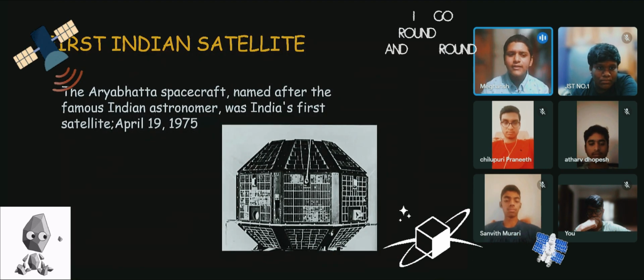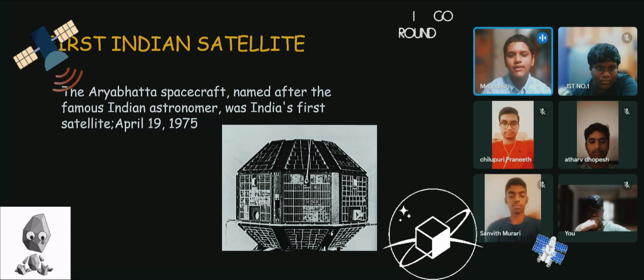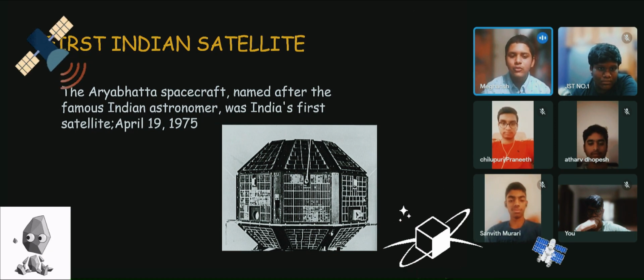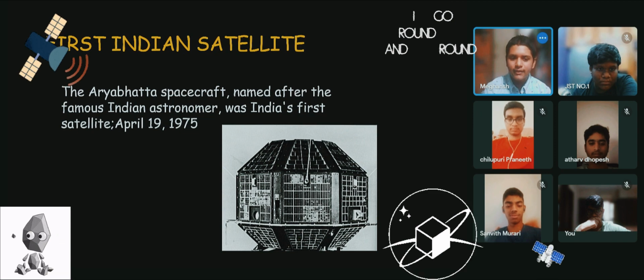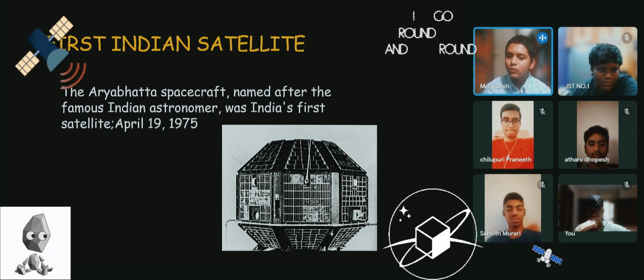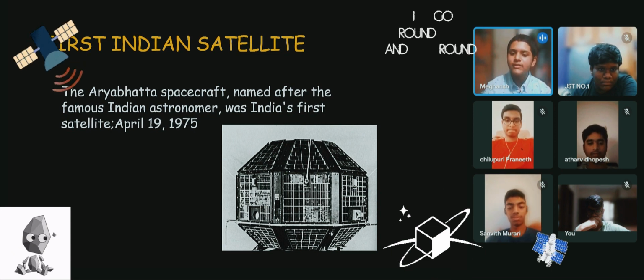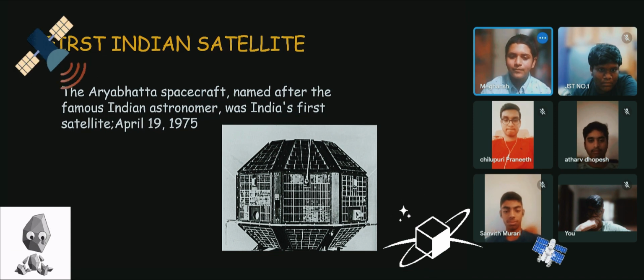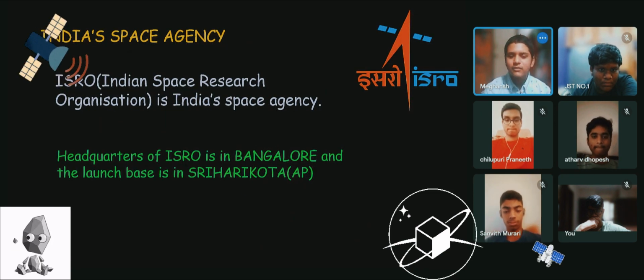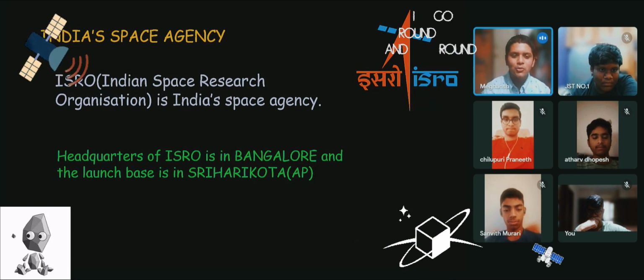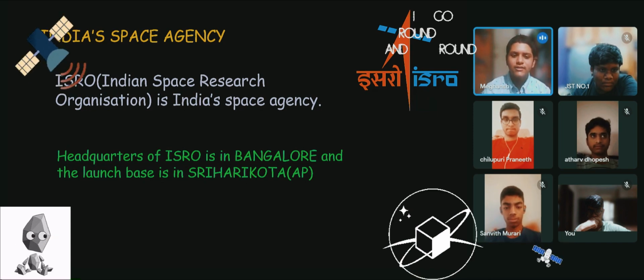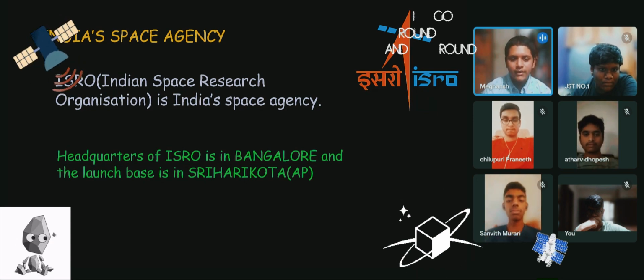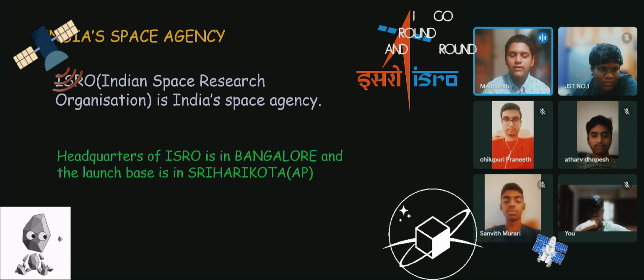The first Indian satellite, the Aryabhatta spacecraft, named after the famous Indian astronomer, was launched on April 19th, 1975 by the Soviet Union. It was India's first satellite, made by Dr. Abdul Kalam. And India's space agency is ISRO, the Indian Space Research Organisation. Headquarters of ISRO is in Bangalore and the launch base is in Sriharikota, Andhra Pradesh.